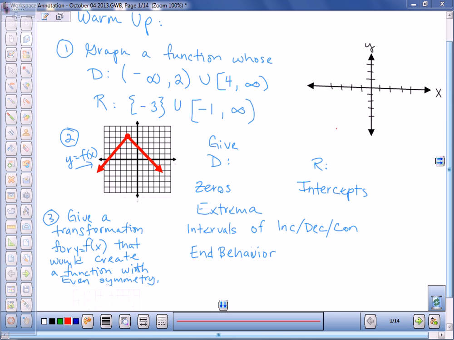And then after that, I'd like you to, in number 3, give a transformation for that function that would create a function with even symmetry. So the function is slightly off, so you're going to have to use your imagination just a little bit. But what transformation would need to occur to create a function with even symmetry? Take a few minutes and work on that. And if you would hit pause on the video, and when the students have completed their warm-up, if you'll press play again, I will go over the directions, go over the warm-up.